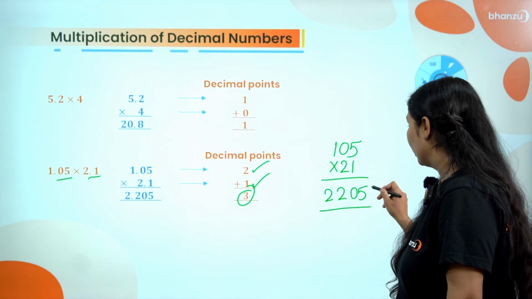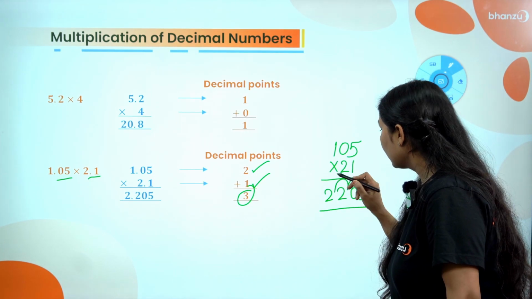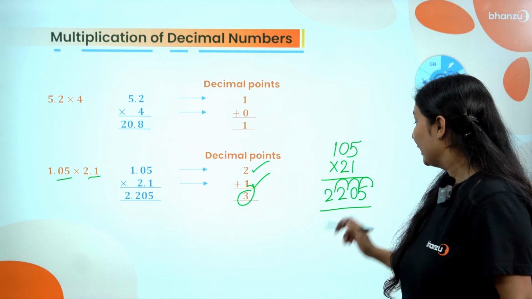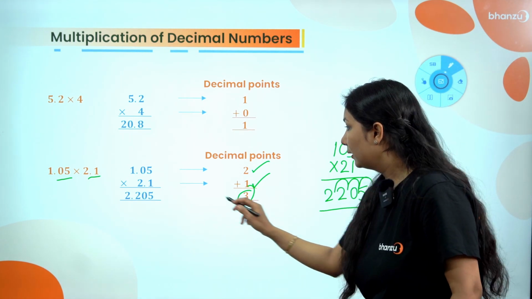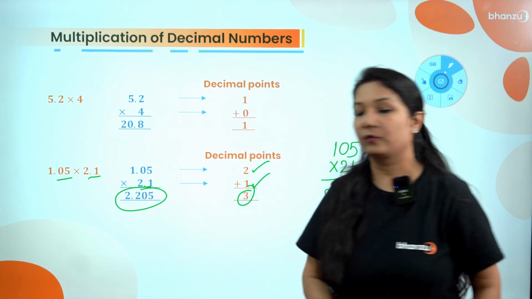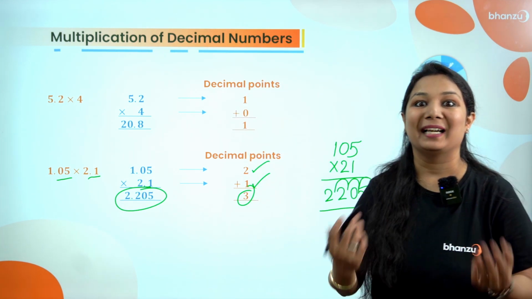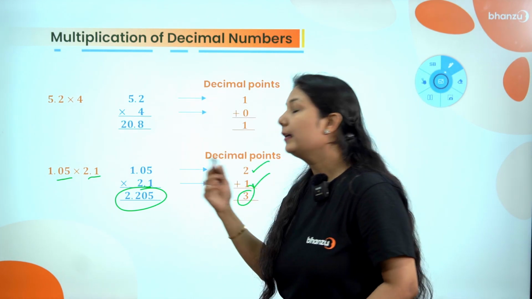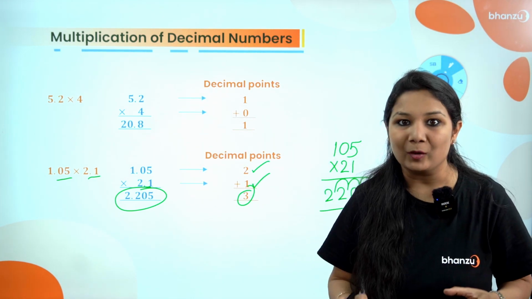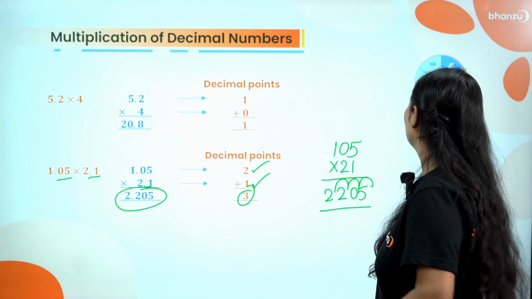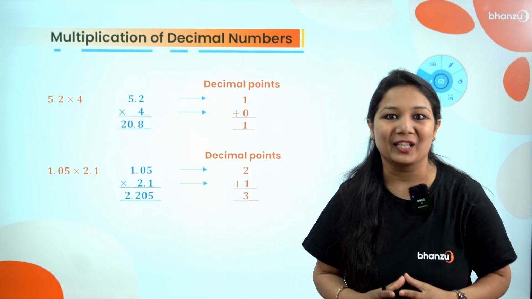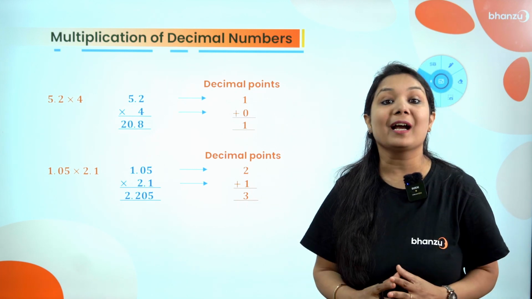So what to do? Shift the decimal towards the left side 3 times. So what do we get? 2.205. So this is how we multiply decimal numbers by a whole number or by a decimal number. So the most important thing is we actually multiply them first as whole numbers only. Then we count the number of decimal digits and put it back.